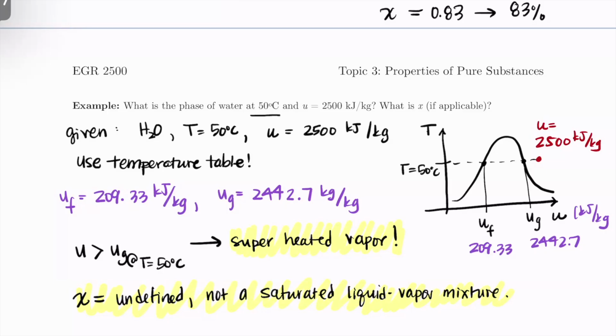Kilojoules per kilogram. Oh, yes. Thank you. Did I do that anywhere else or was that the only spot? I appreciate you. Thank you. Other question? If U equals UG, then it would be a saturated vapor. Yes. Yep. Other questions? Okay.